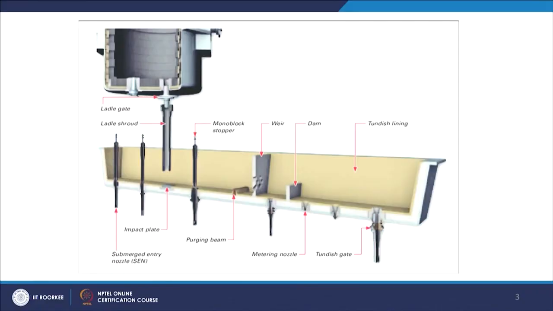Then, apart from that, you also have many flow modifiers in it. The flow modifiers are in the shape of a weir, which comes from the top, and a dam, which comes from the bottom. These are basically the flow modifiers, used to alter the fluid flow inside the Tundish. Now, we will talk about the role of flow modifiers.